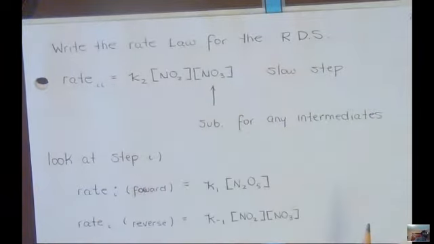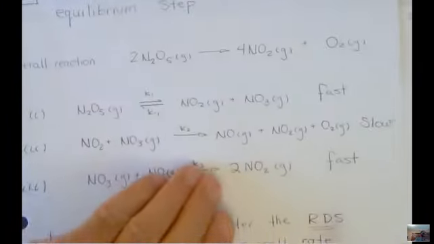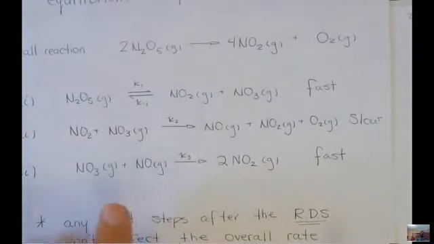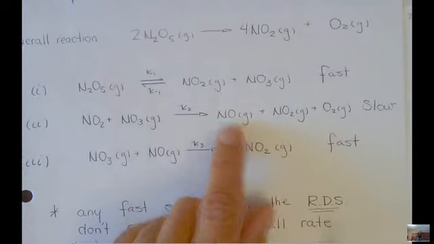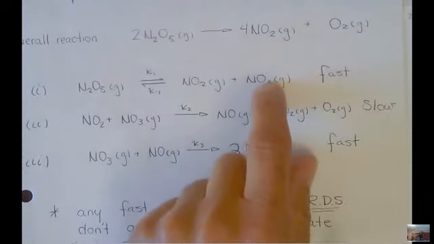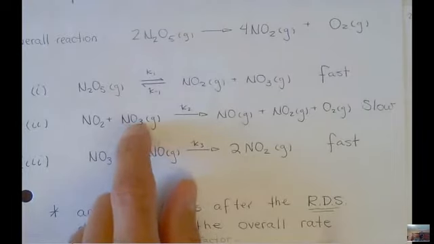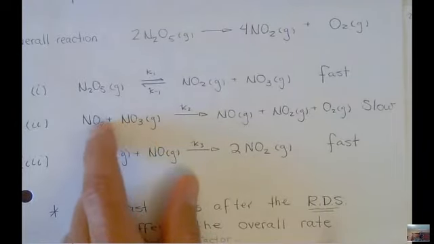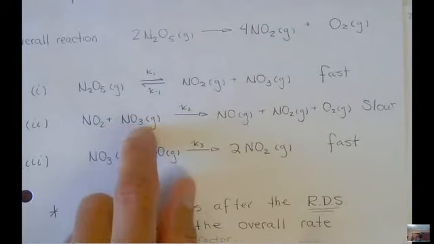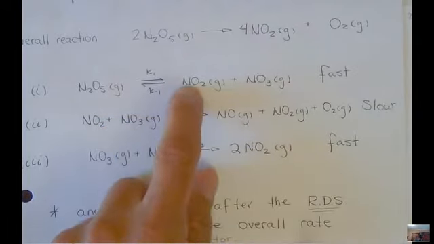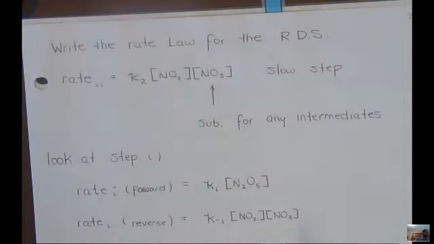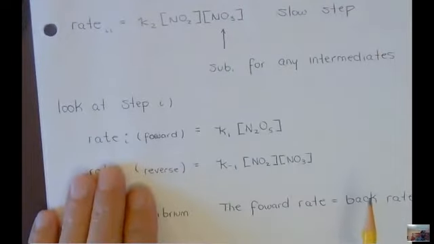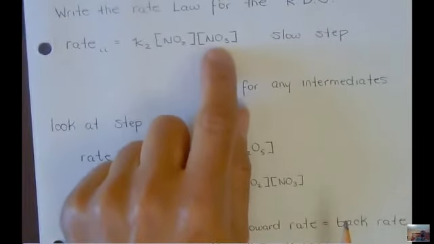Which of these two things is an intermediate? Because you can't have intermediates in there. Well, for step 2, NO3 is the intermediate, because you created it in step 1, and then you're going to use it up in step 2. NO2 is a reactant, so this is okay. This is not an intermediate. So we're going to substitute in for NO3.